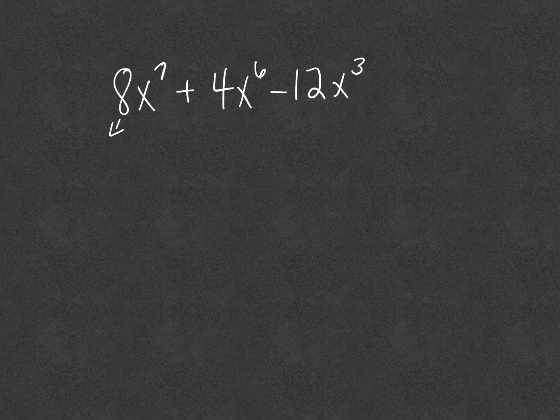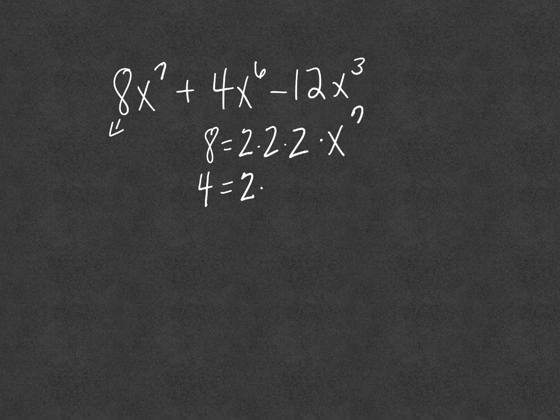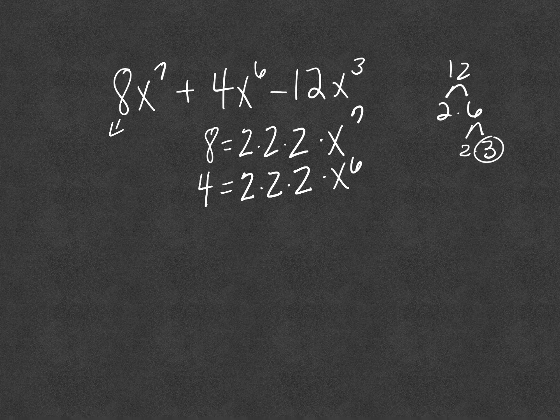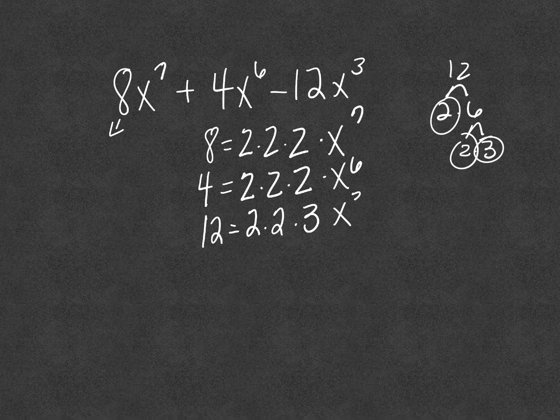let's start here. So I already know that the factors for 8 are 2 times 2 times 2 times x to the 7th. I also know that the prime factors for 4 are 2 times 2 times x to the 6th. Now, 12, I know, but I'm going to just make sure that you know. So here are your prime factors for 12, which is 2 times 2 times 3, x to the 3rd. Now, we're going to look for our common factors. We have a set of 2's. In this case, we have another set of 2's.